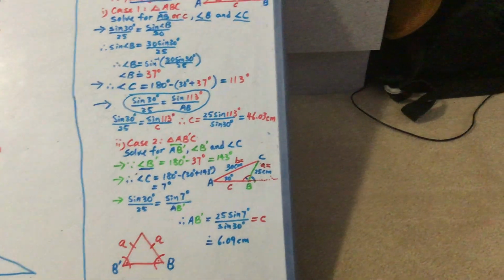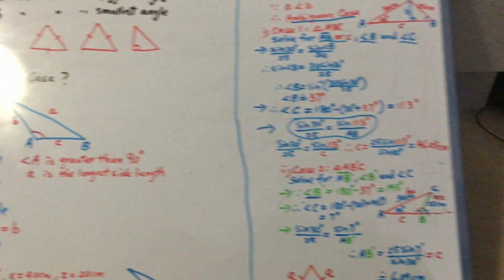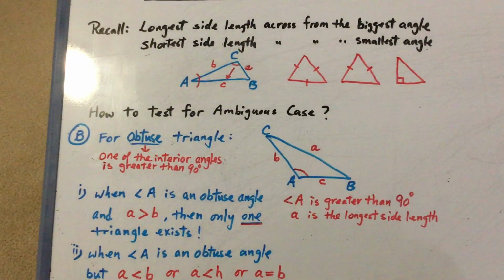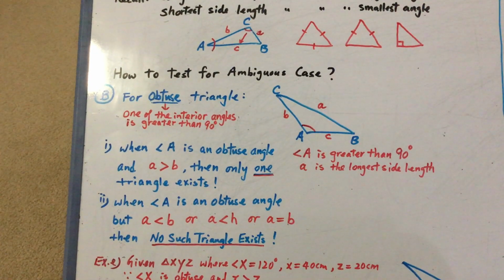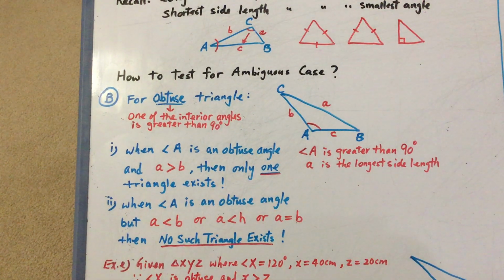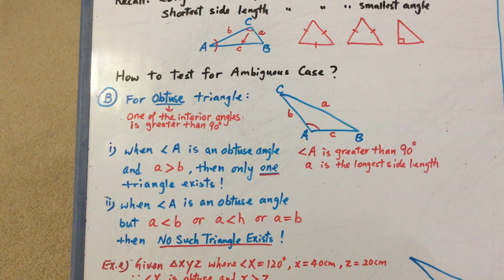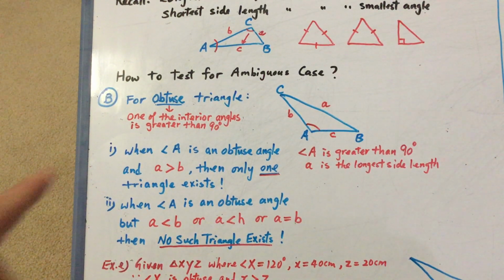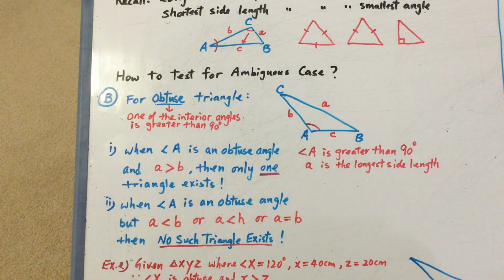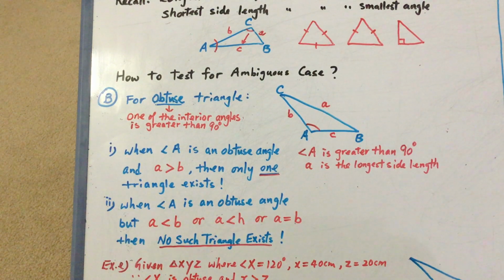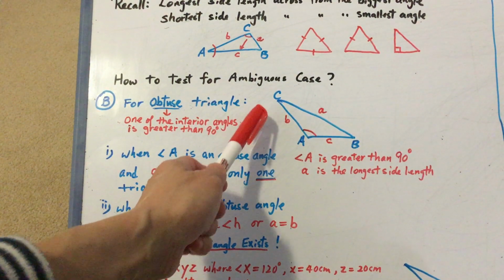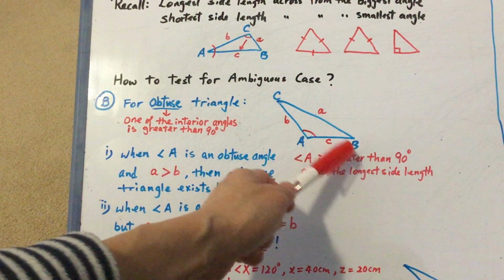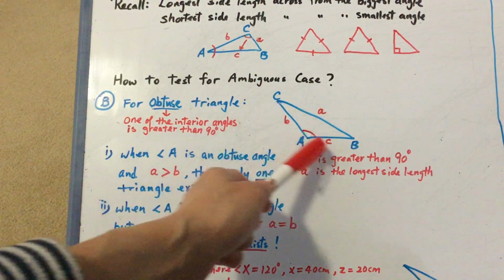And you need to practice more for that. Now I'm going to quickly finish the second case for the ambiguous case, when you are dealing with the obtuse triangle. So I just want you to take a look at the obtuse triangle that I have over here. Usually this is how I would be drawing my obtuse triangle.